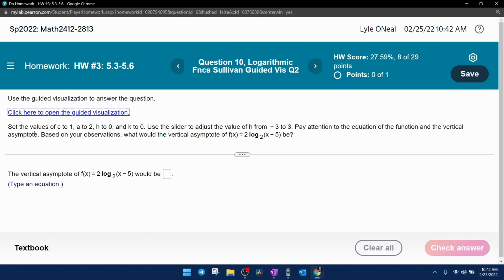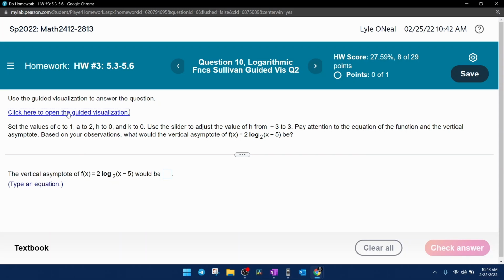If we read on, it says set values of C to 1, A to 2, H and K both to 0. Use the slider to adjust the value of H from -3 to 3. Pay attention to the equation of the function and the vertical asymptote. Based on your observations, what would the vertical asymptote of, and here they give us a function, and they want to know what the vertical asymptote would be.